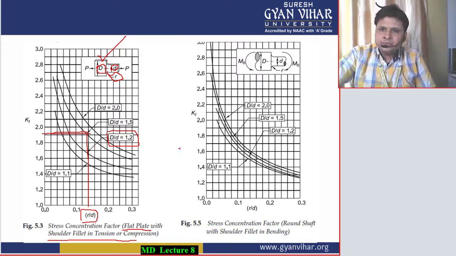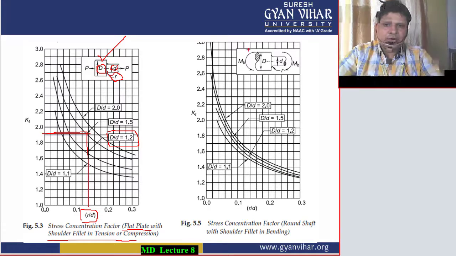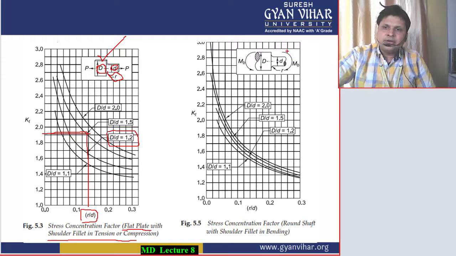Similarly, in the case of bending moment, in the case of a round shaft, a shaft which has a shoulder and in which a bending moment is applied. Before that, in the previous case which we discussed, a shaft with a shoulder, there was no bending load applied.